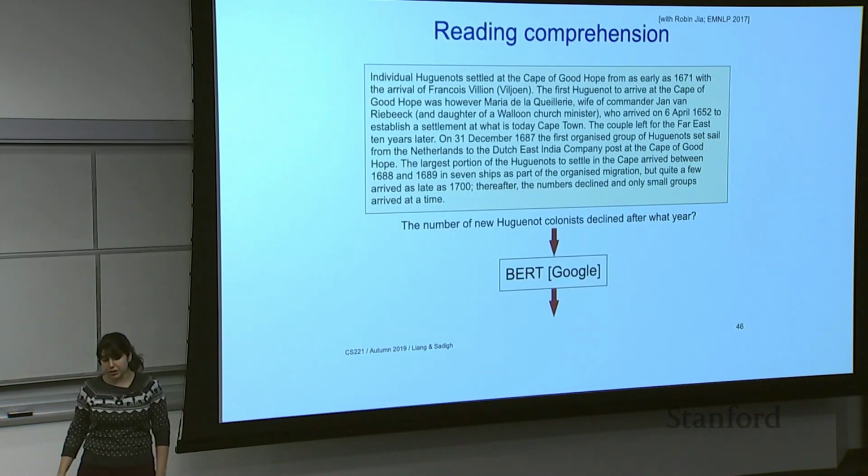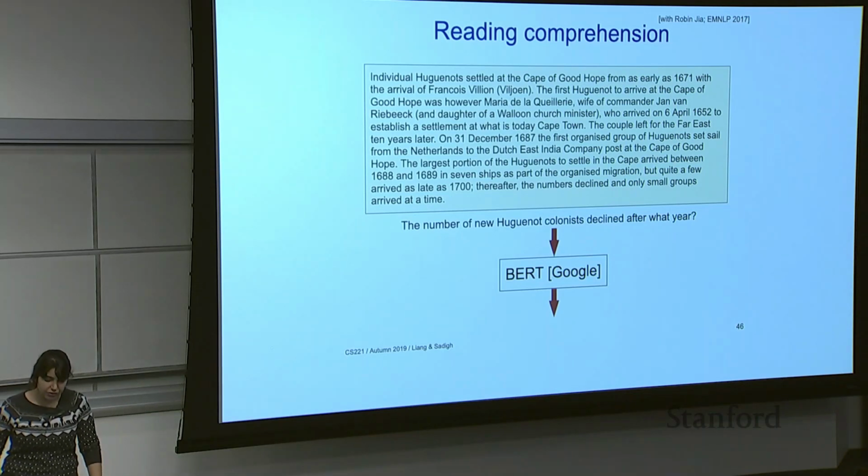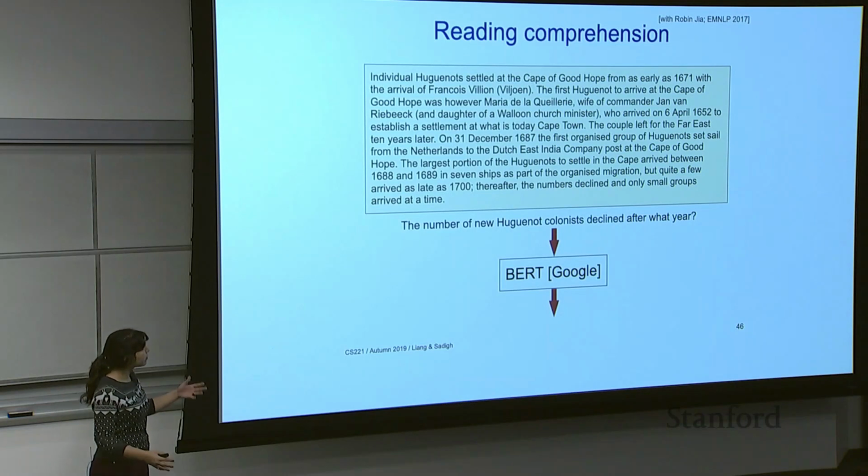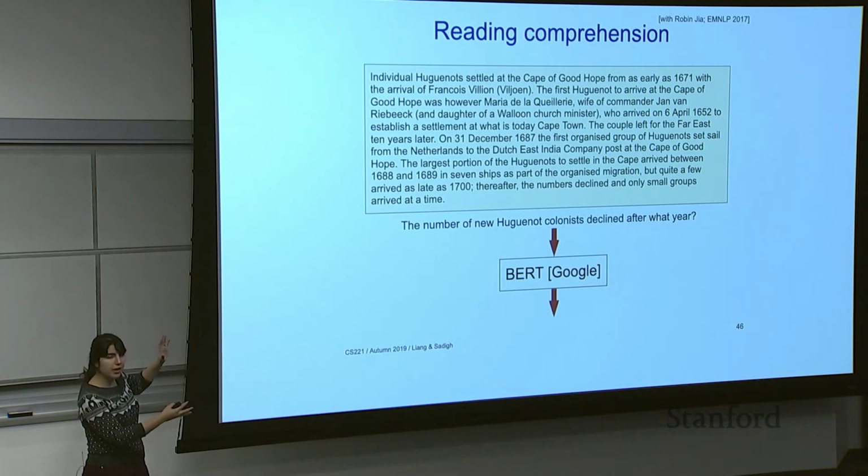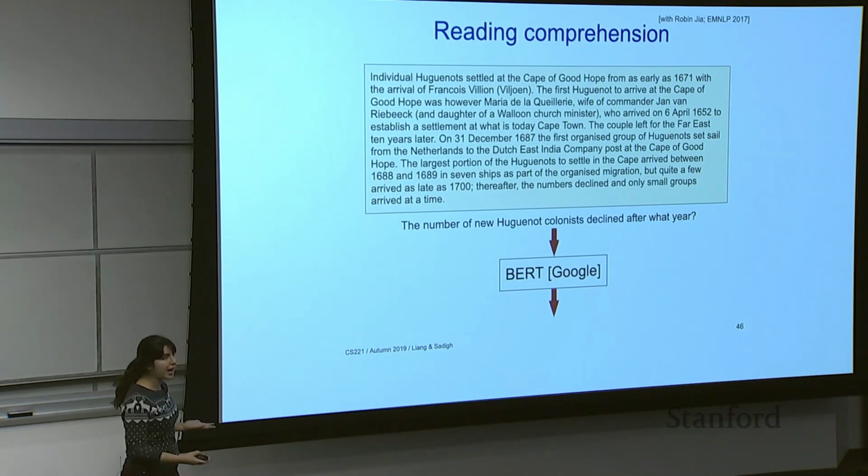All right, another example that's pretty challenging is around reading comprehension. So what is reading comprehension? If you remember your SAT or GRE like type exams, you have a blob of text, and you have to read that text and answer questions. So you'd have a question like this: the number of new Huguenot colonists declined after what year? This is the thing you've got to answer.